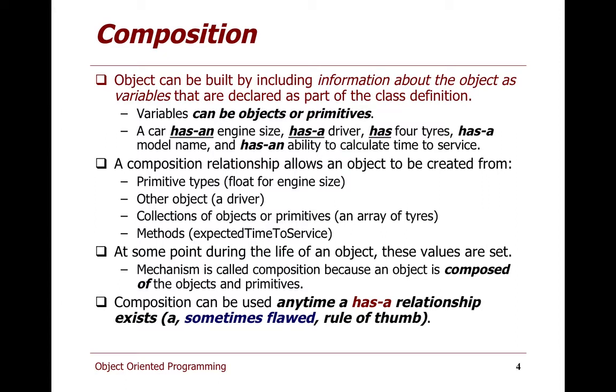An example would be a car. A car class might have an engine, which has itself got an engine size. A car has a driver. A car has 4 tires. A car has a model name. A car has an ability to calculate how long it is before we have to take it in to get a mechanic to service it.